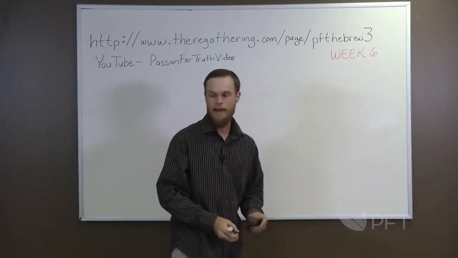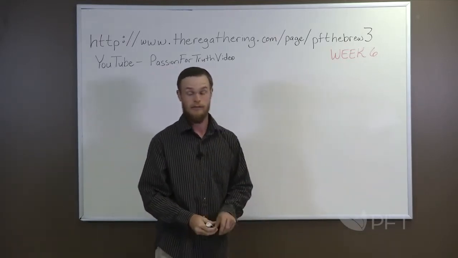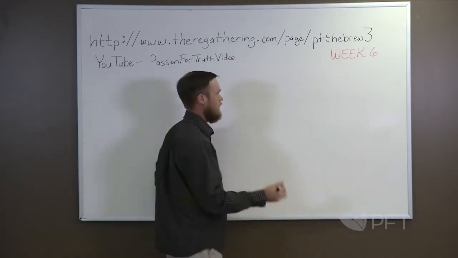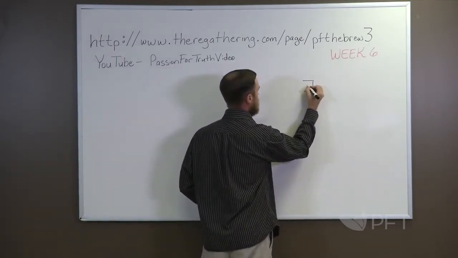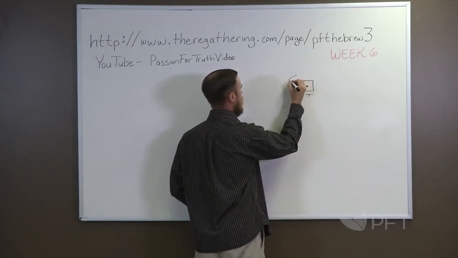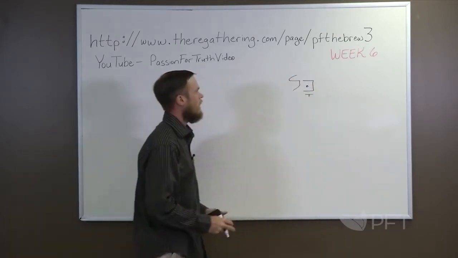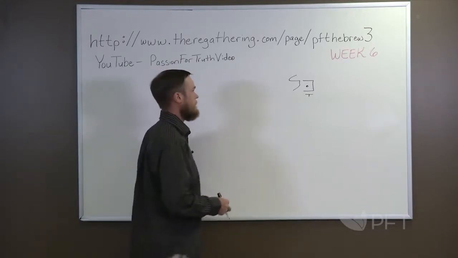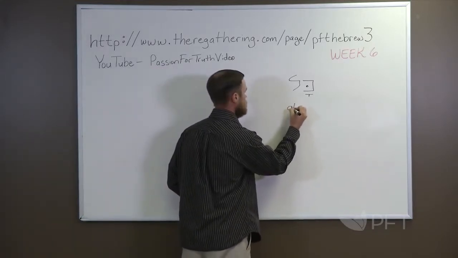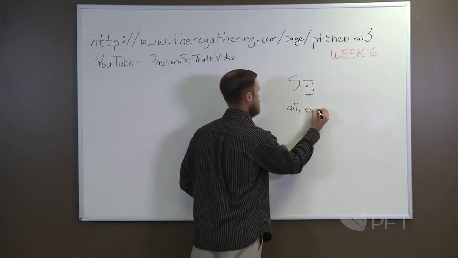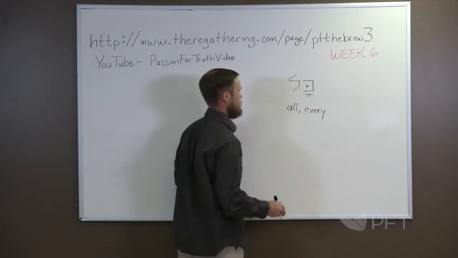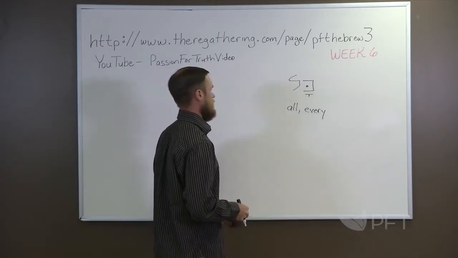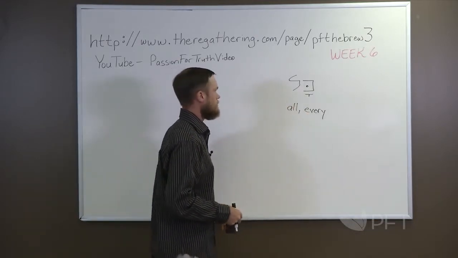Okay, another word that I have on the vocabulary list, actually there are three other words that I'd like to point out. One of them is kal, kaf lamed, kal. Now kal is another very common word, and it means all or every, depending on if you're talking about multiple objects or just one, or objects as a group or objects individually.